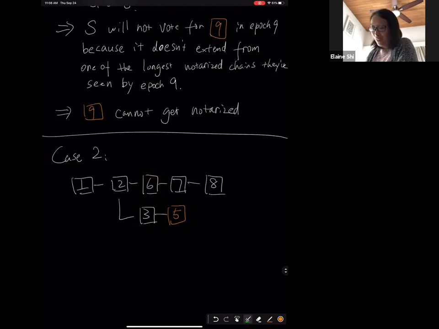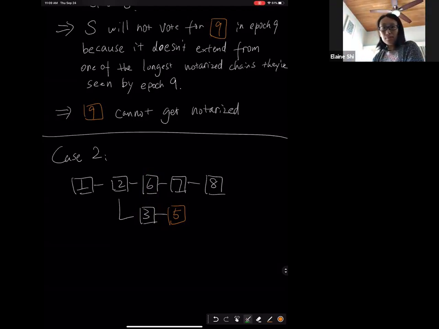And because they've seen 3 notarized in epoch 5, the question is, will they vote for 6 in epoch 6? If I've seen 3 notarized in epoch 5, will I vote for 6 in epoch 6? Suppose I'm honest. No, right? So now we can conclude many honest players will not vote for 6 in epoch 6, and therefore 6 cannot get notarized, and this leads to a contradiction. Okay, so I won't write it down. The proof is in the textbook, and it's essentially symmetric.